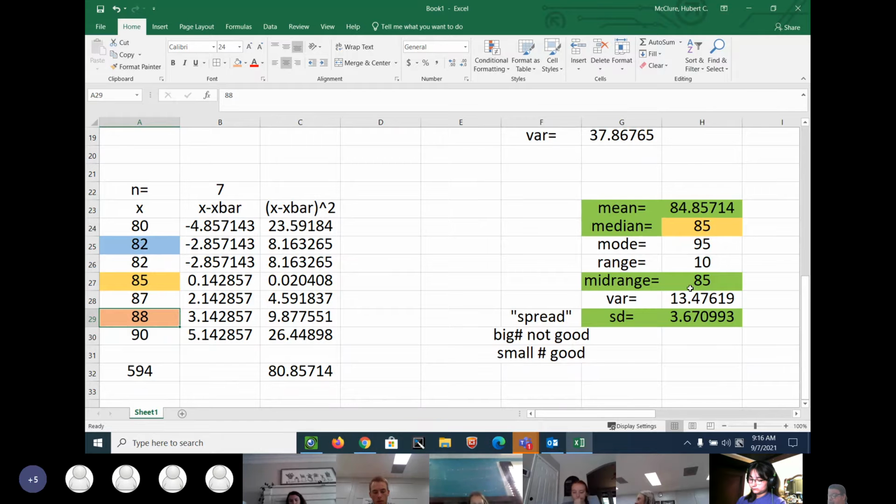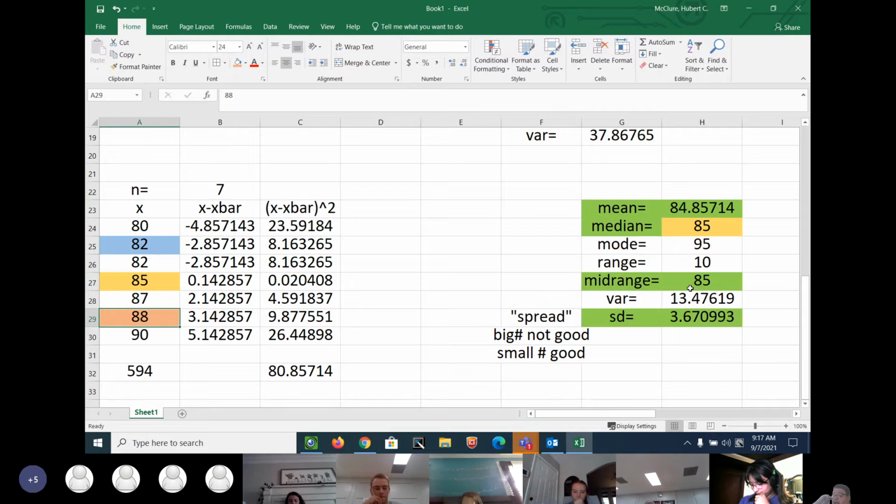And this would be 82.5. And this would be 87.5. You start graduating. This would be 81. This would be 84. This would be 86. This would be 89. Okay, and graduate the number line.